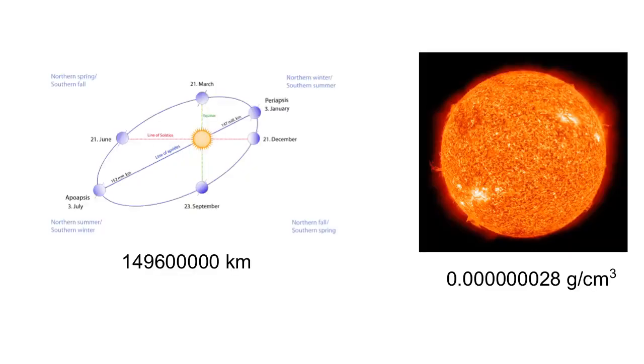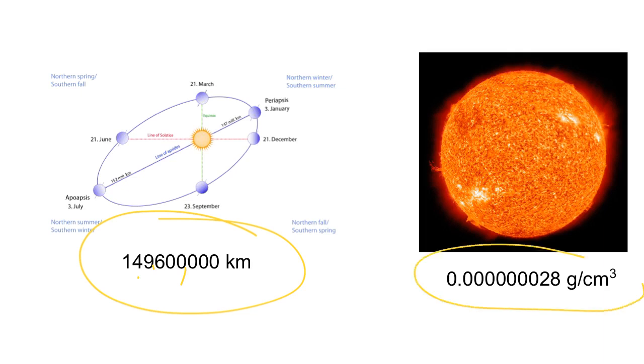We have one on the left, which is the average distance of the Earth to the Sun. And I've got to add my commas in here to make sure I know how big this is. This is 149,600,000 kilometers. And then on the right side here, we have the density of the Sun's inner atmosphere. And that is a very, very small number.